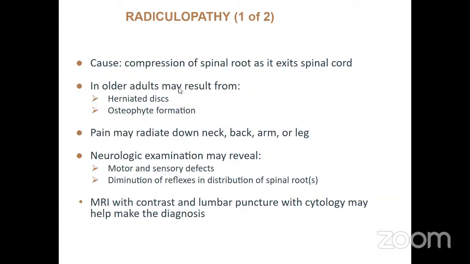In the older adult, it may result from a herniated disc or any abnormal bone formation. If it involves the cervical vertebra, it can cause neck pain, and the pain radiates to the arms. But if it involves the lumbar vertebra, it can cause back pain, and it radiates to the legs. The neurological examination may reveal motor and sensory deficits along with hyporeflexia. For the diagnosis, we have to do an MRI with contrast and lumbar puncture with cytology, which may help to make the diagnosis.